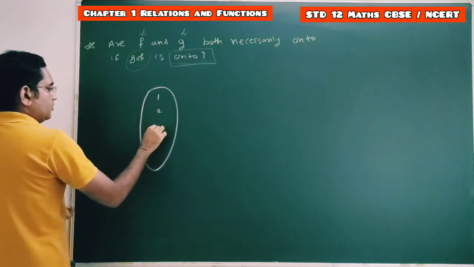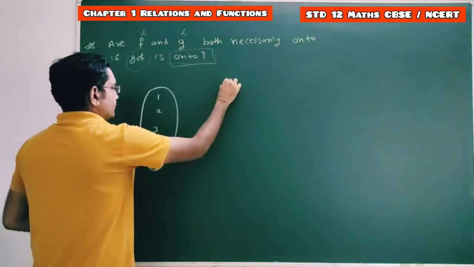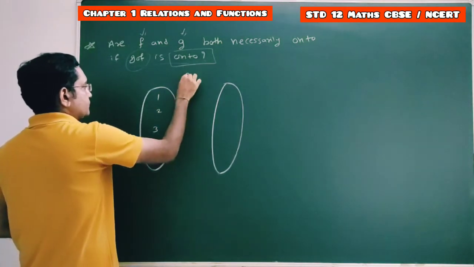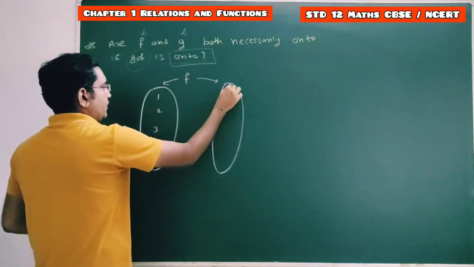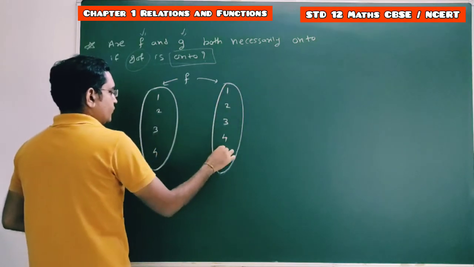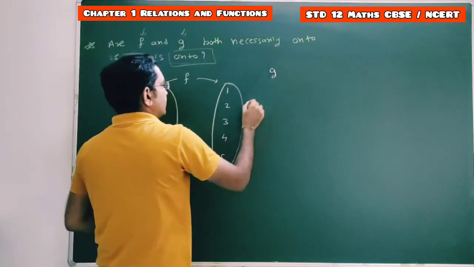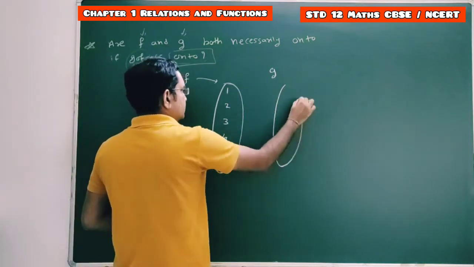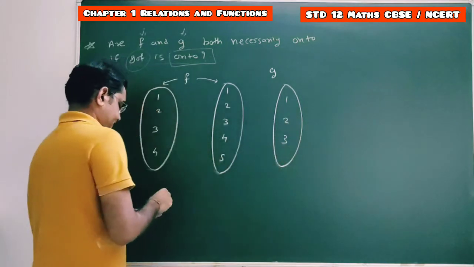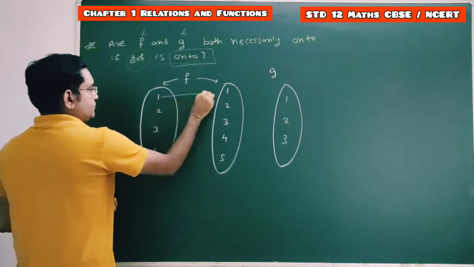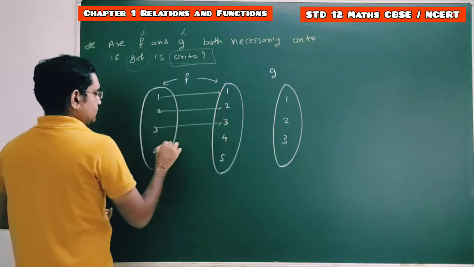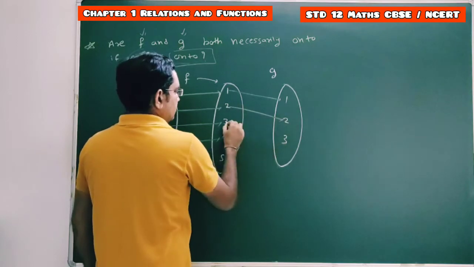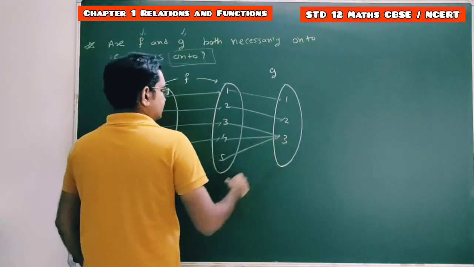So 1, 2, 3 and 4: function f is there whose domain is 1, 2, 3, 4 and codomain is 1, 2, 3, 4 and 5. Another function g is there whose domain is 1, 2, 3, 4 and 5 and codomain is 1, 2, 3. Mapping is f is a 1-1 function and this g is, suppose, a many to one function.